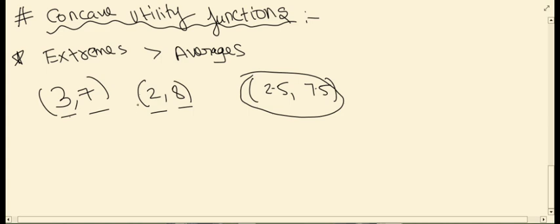Since he has concave preferences, he will choose any of the bundles between these bundles, as these are extremes. This has highest of y, and this also has highest of y. These are extreme bundles. He will be choosing any bundle out of these two, not this one, not this one, as extremes are preferred to averages. Okay. Now let's move to the concave function and the general form of it.